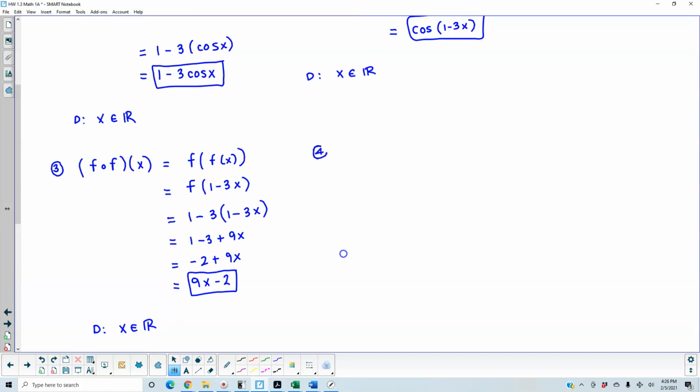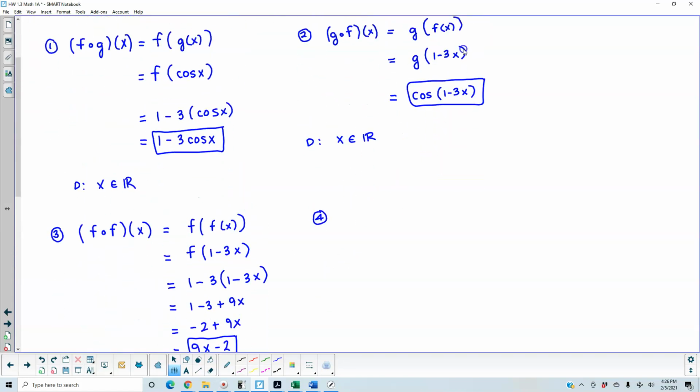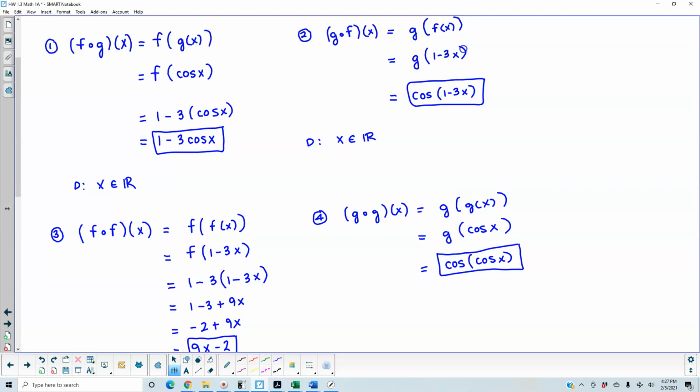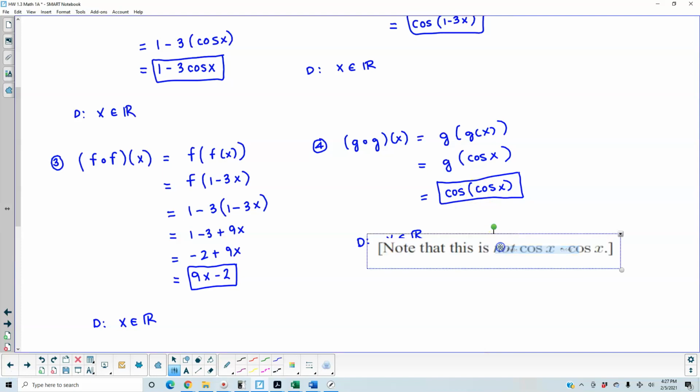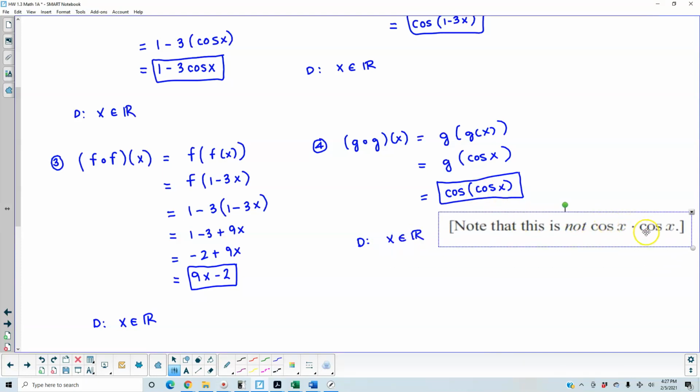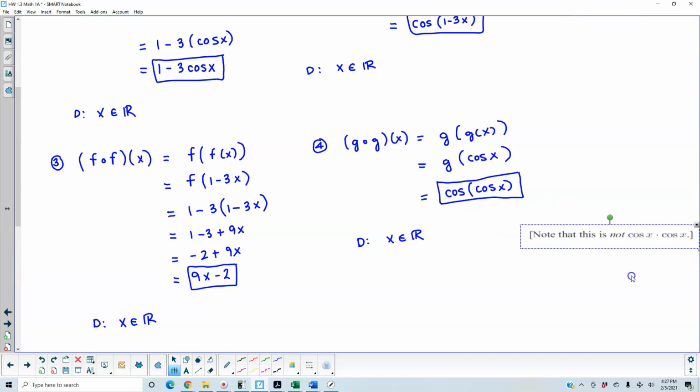Okay, let's take a look at number 4, or part D, and that is g composite g. So g composite g of x is g of g of x. So g of x is equal to the cosine of x. And then this becomes the cosine of the cosine of x. And again, we know that the domain is going to be any real number. And now please make note that this right here is not cosine of x times the cosine of x. Okay? So remember, that is the cosine of the cosine of x.